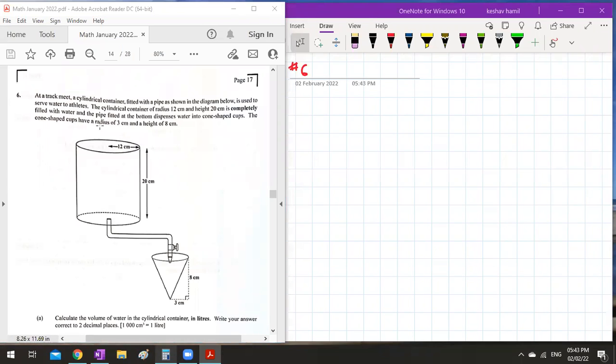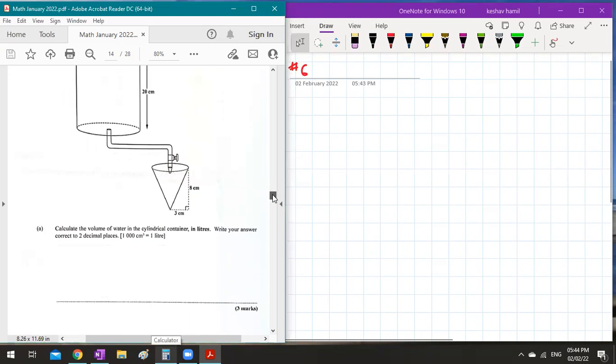So number 6, a track meet. At a track meet, a cylindrical container fitted with a pipe, as shown in the diagram below, is used to serve water to athletes. The cylindrical container, radius 12 centimeters, height 20 centimeters, is completely filled with water, and the pipe fitted at the bottom dispenses water into the cone-shaped cups. The cone-shaped cups have a radius of 3 centimeters and a height of 8 centimeters. Calculate the volume of water in the container in liters.